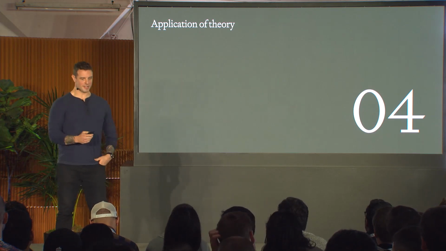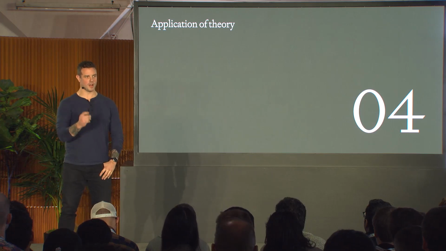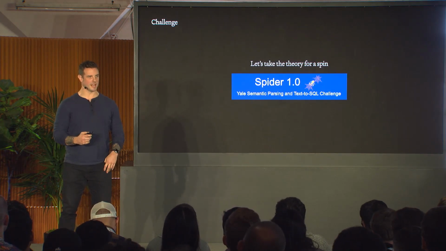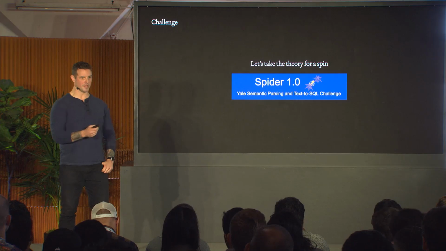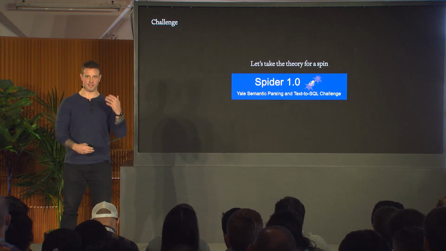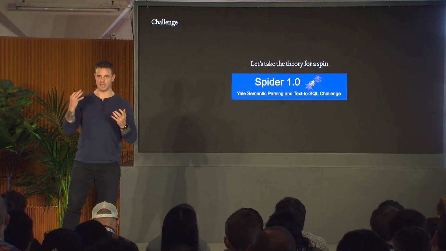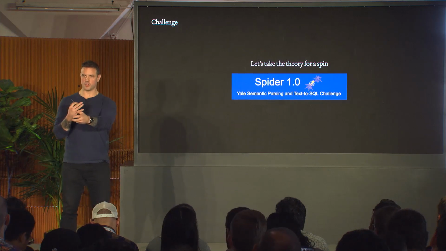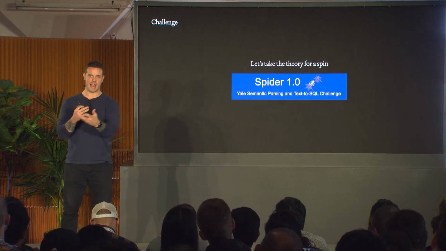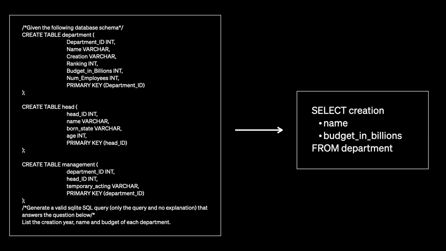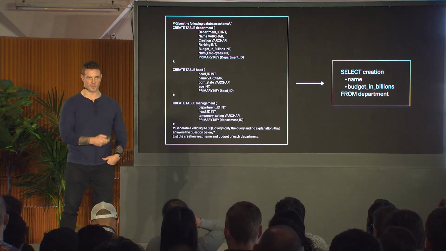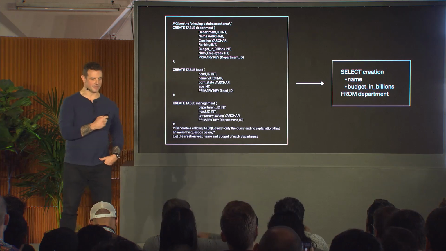Cool. Yeah, so let's take all this theory for a spin. So the problem we decided to take on was the Spider 1.0 benchmark. So effectively, given a natural language question and a database schema, can you produce a syntactically correct SQL query that answers that question? So an example looks something like this. Given this database schema and given this question at the bottom, can we produce that SQL query on the right? So classic problem, lots of different attempts on it.